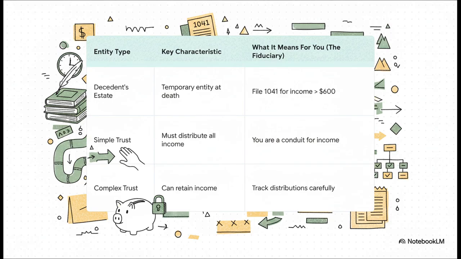Then we have trusts. A simple trust, well, it's pretty much what it sounds like. It has to distribute all its income every single year. You're basically just a pass-through. A complex trust, on the other hand, gives you more flexibility. It can hold on to some income, which can be useful for long-term tax planning, or maybe if the beneficiaries are kids and you want the money to grow for them. Knowing which one you're dealing with is an absolutely critical first step.